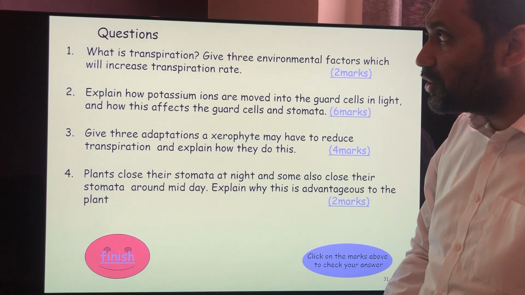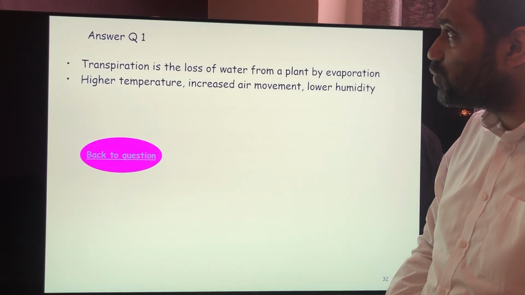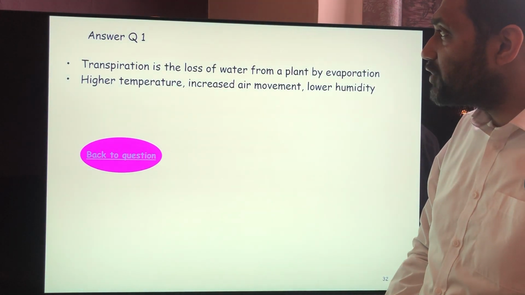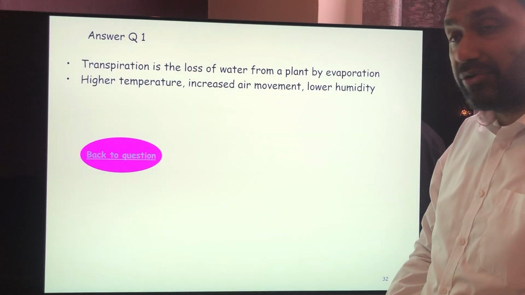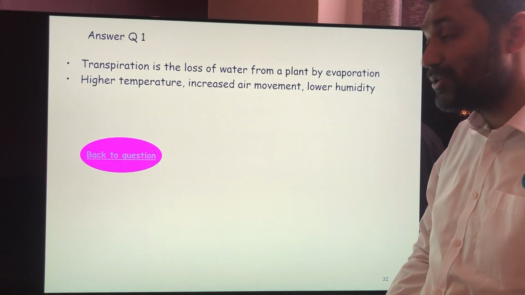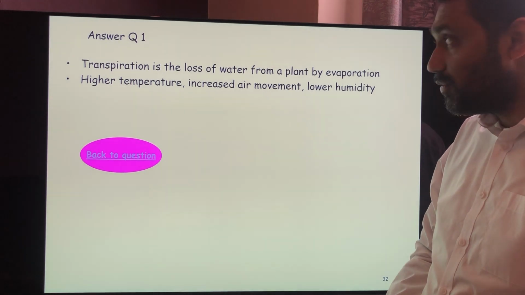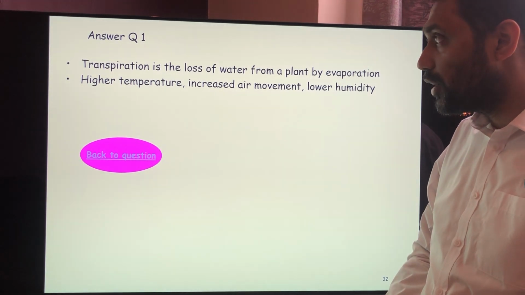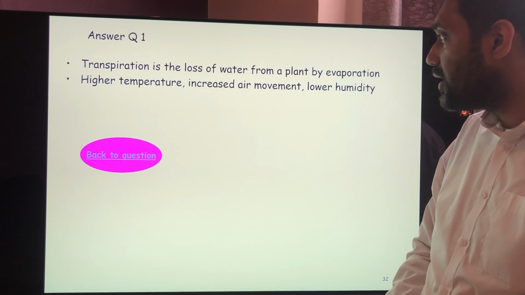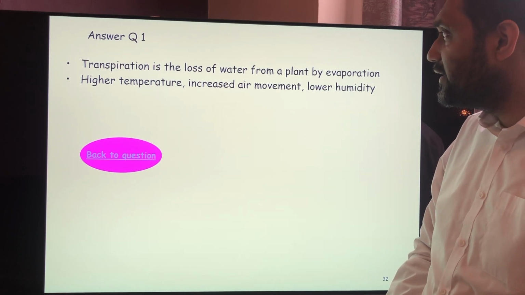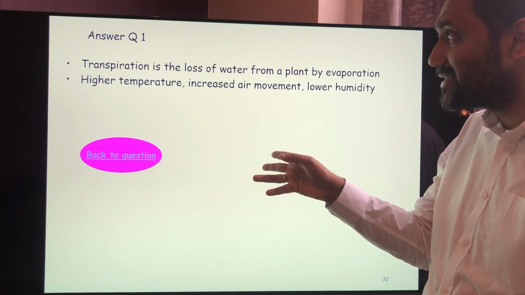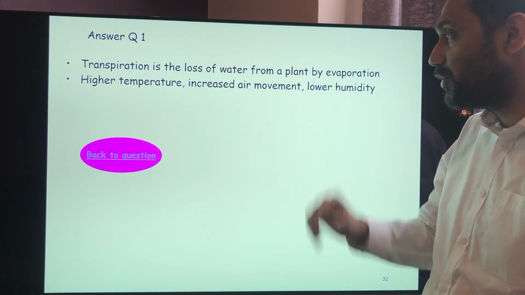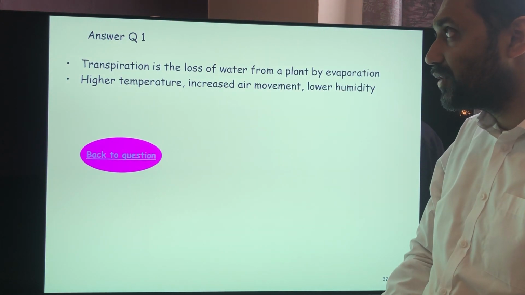So the answer then to question 1, for 2 marks. Transpiration is the loss of water from a plant by evaporation. And the 3 factors that increase it are higher temperature, higher wind speed or increased air movement, and lower humidity. They're the 3 things that increase it. Also greater light intensity, you could have said as well. So greater light intensity will increase it. So there's one more thing you could have said there.